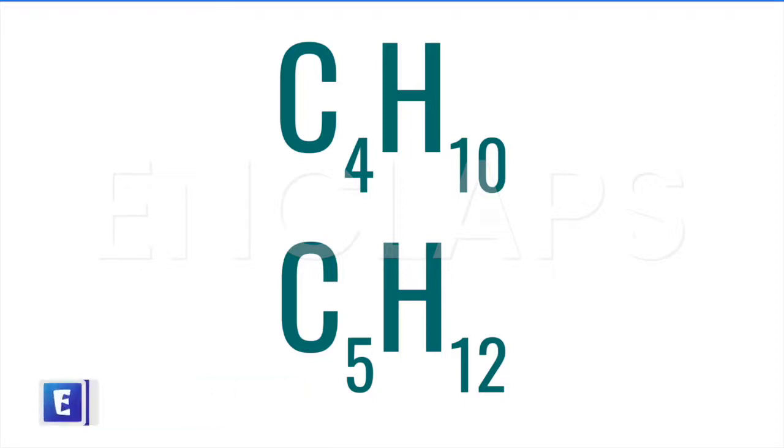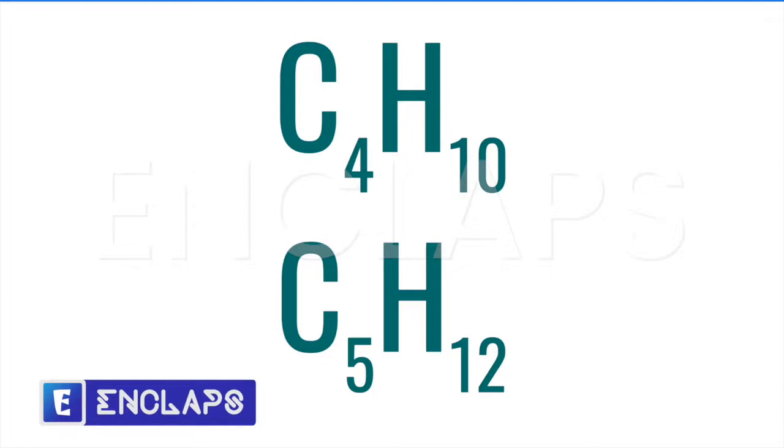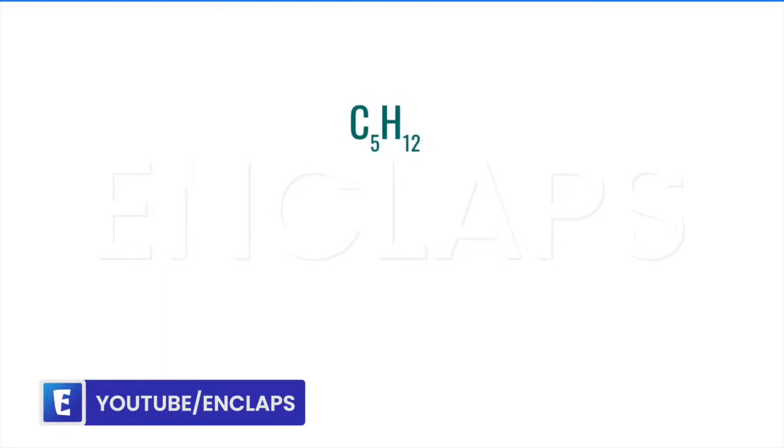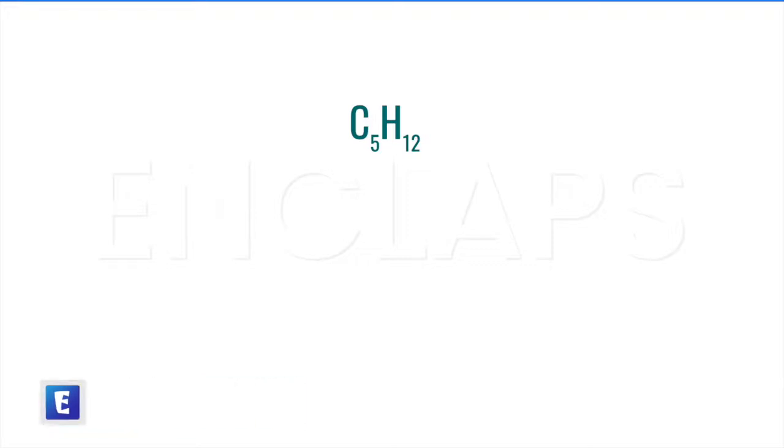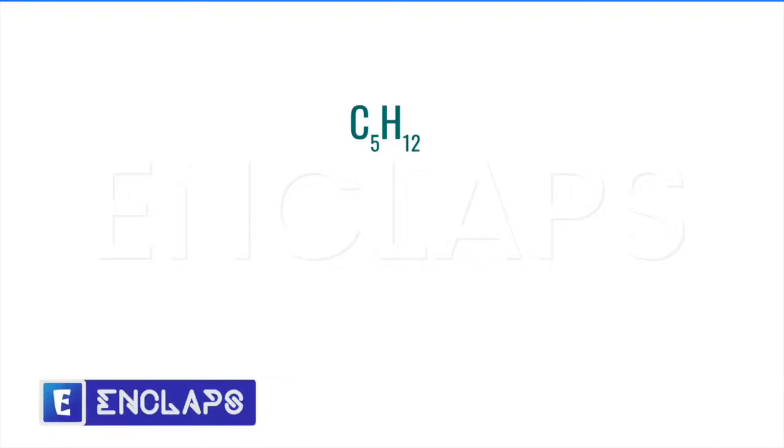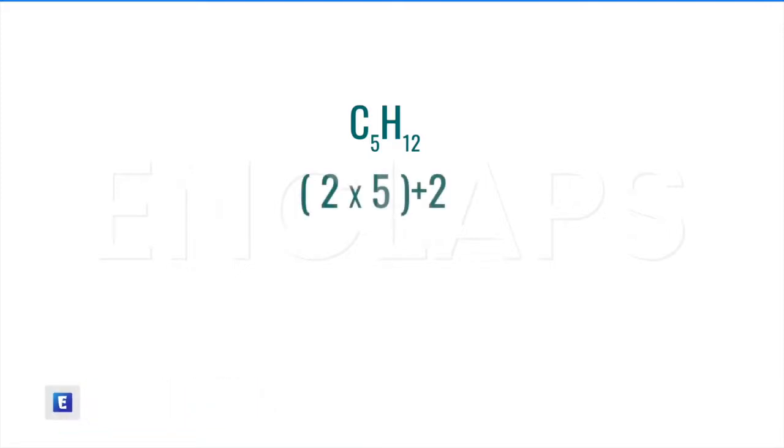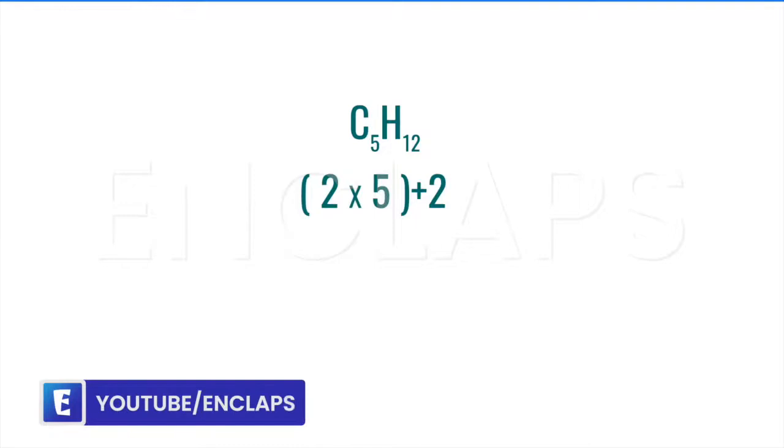In these compounds, what is the relationship between the number of carbon atoms and hydrogen atoms? Take the last alkane, C5H12, right? There are 5 carbon atoms and 12 hydrogen atoms. The number of carbon atoms is 5. Then multiply 2 with that 5, we get 10, right? Then add 2 to 10, we get 12. That is the number of hydrogen atoms.